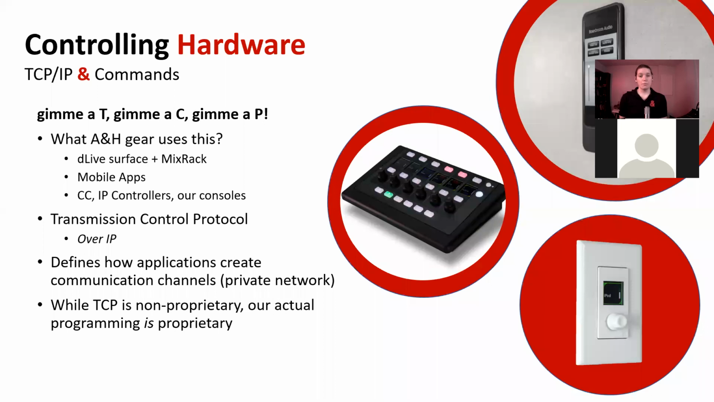So Transmission Control Protocol over IP. This kind of defines how applications create communication channels. You can sort of think of this as creating like a very specific private network, very tiny, like instantaneous. Like it's not like the World Wide Web or anything like that. It's just a little specific connection we can make with applications or our control surfaces in our mix racks, for instance.